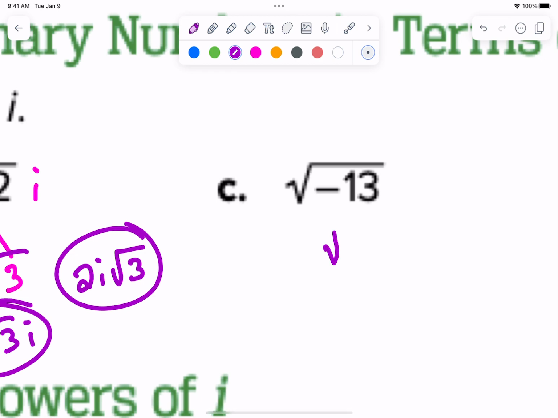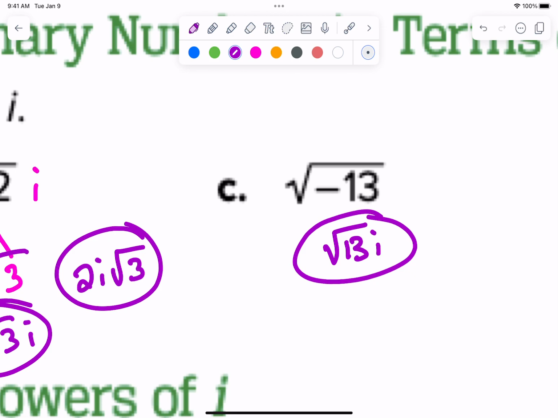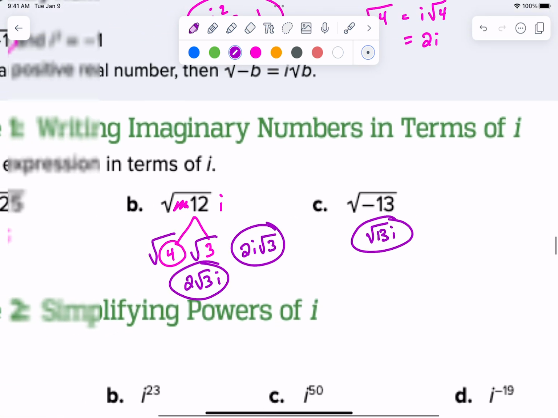Same process. Square root of 13. 13 is prime. You cannot reduce 13, so it just stays the square root of 13i. Perfect. Got it? Not too bad.